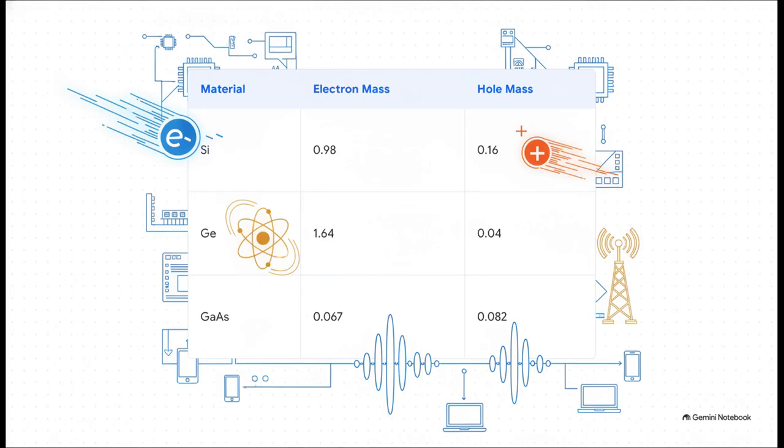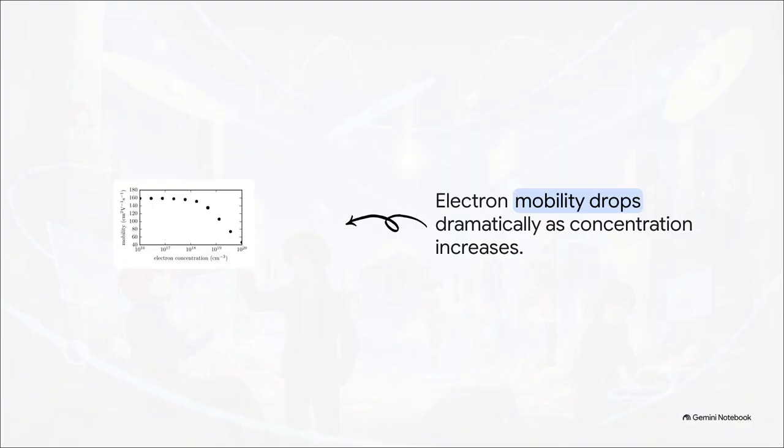And then check out germanium right in the middle. It has this extraordinarily small hole mass of just 0.04. That means the positive charge carriers in germanium can respond almost instantly to rapidly changing high-frequency electrical fields without lagging or acting sluggish. And because of that tiny effective inertia, germanium is actually making a massive comeback in modern high-frequency electronics. But we definitely still have to account for those non-parabolic band-filling effects we were just talking about.